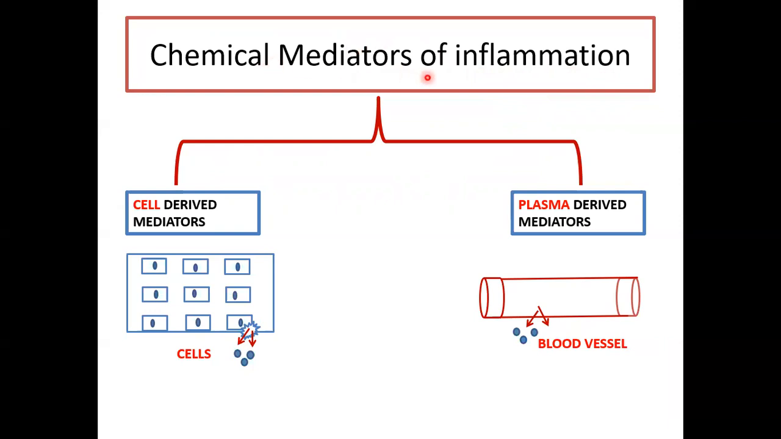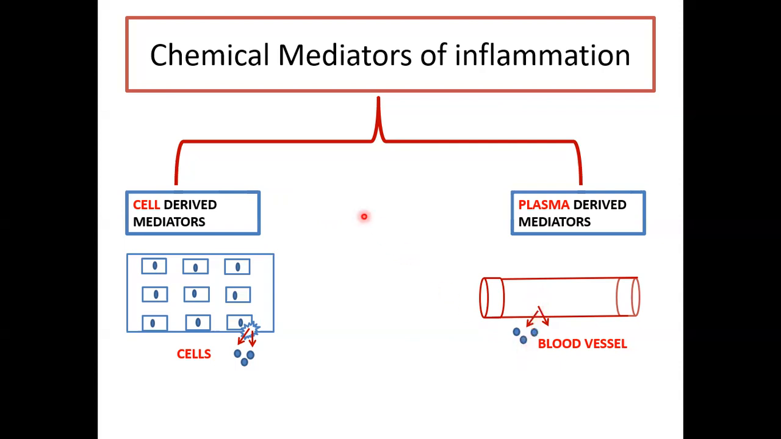The chemical mediators of inflammation come from two places. What are these places? They come from the cells and from the plasma, the watery part of blood. If a bacteria is invading my cells, the cells release chemicals, they make chemical mediators, and my plasma also has some.